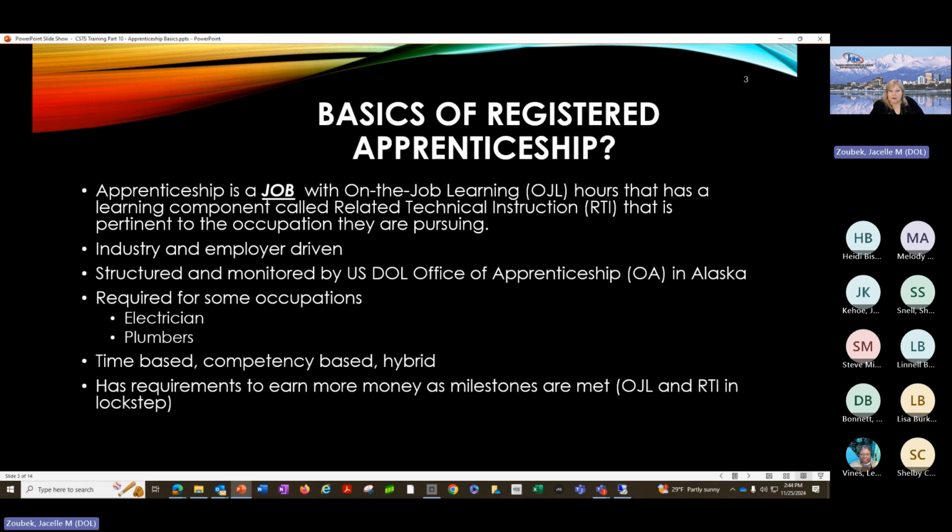It is required for some occupations. So some examples are electrician and plumber. Those are required to be apprenticed. It doesn't matter how much college or vocational school you took, you must apprentice to get a journey level for those jobs and be able to operate as that occupation. And that is generally throughout the US, national requirements. In Alaska, there's a handful of these, like electrician and plumber.